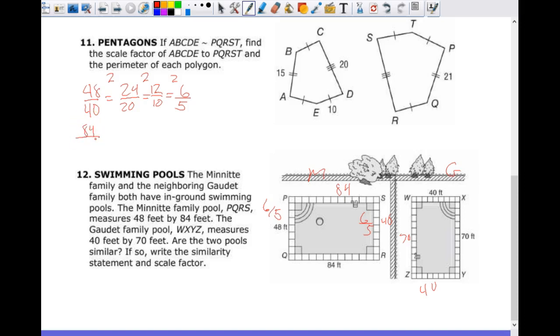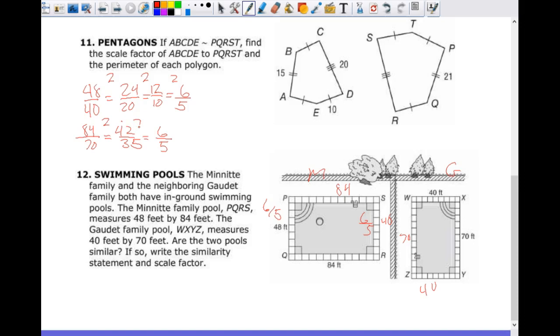84 divided by 70. Let's reduce this. Both of these are divisible by what? 2, yeah, 2 works. So that's 42 over 35. What are both of those divisible by? 7, so we're going to get, oh wow, look at that, 6 and 5. We could have done this easier if we would have just decided to do 2 times 7. These are both divisible by 14.